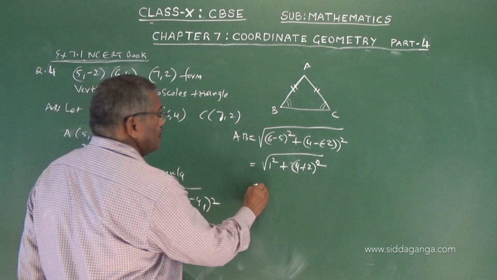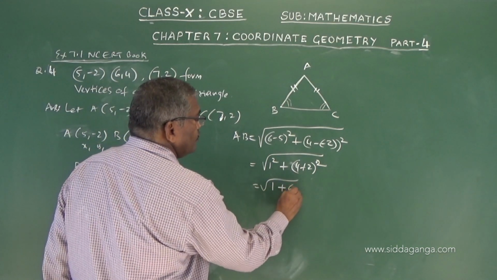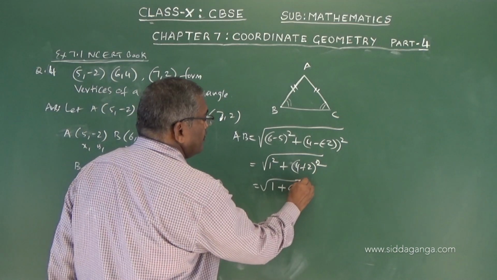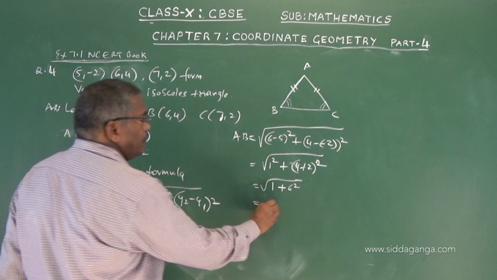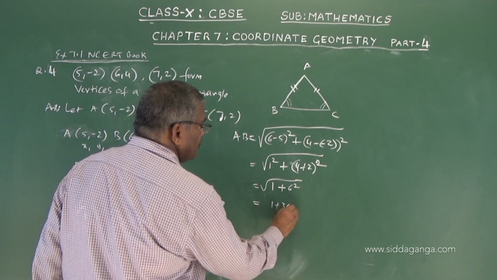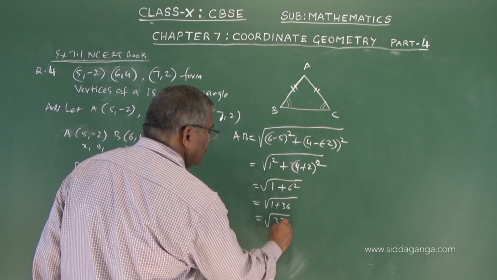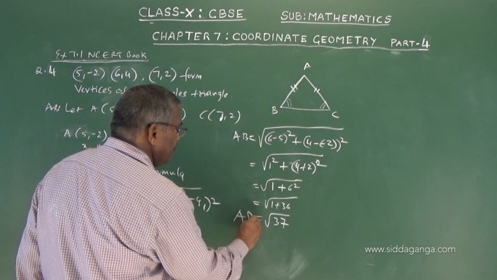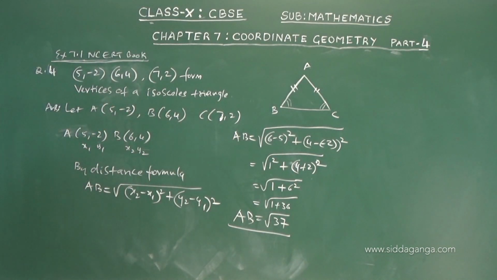This is square root of 1 plus (4 plus 2), 6 square. 6 square is 36, 1 plus 36 under the root. So therefore, root 37 is AB. AB is root 37. Now find BC.